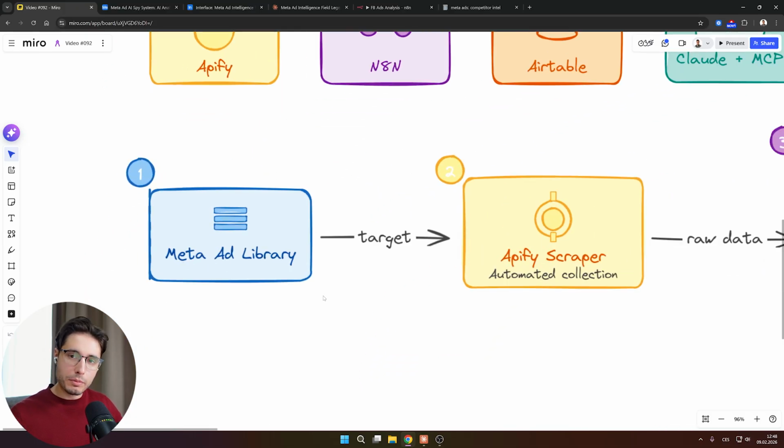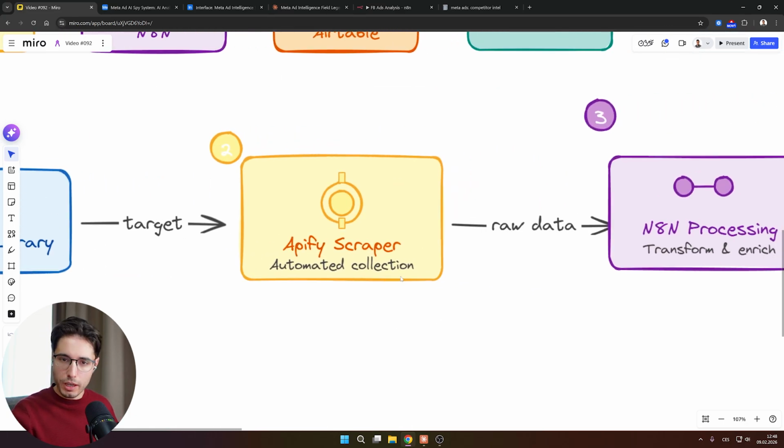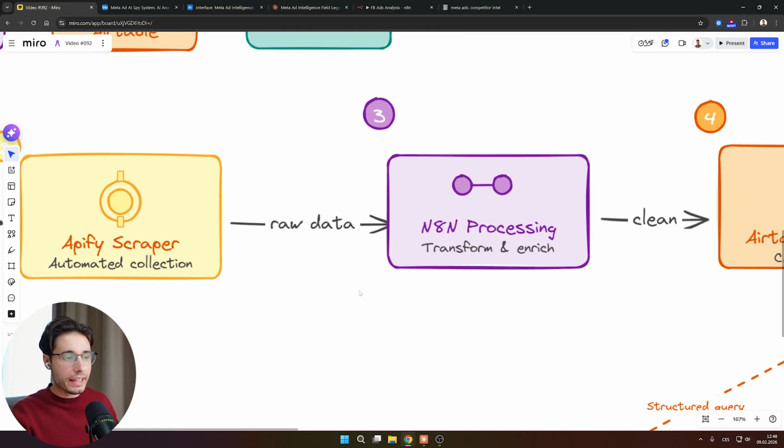So on a high level, this happens. We have the Meta Ad Library, right? All of the ads are public right there. So we add the link to that. And then all of this happens in the background. The Apify scraper runs on a regular basis to download new ads. Then all of the data is processed with N8N. This is where our AI system lives that analyzes every single ad.